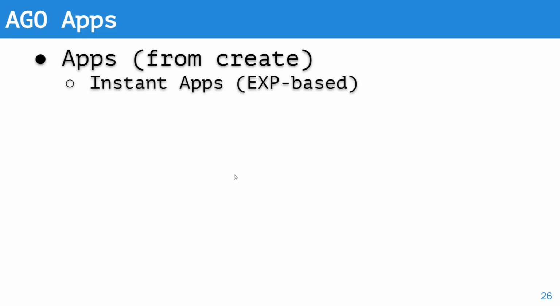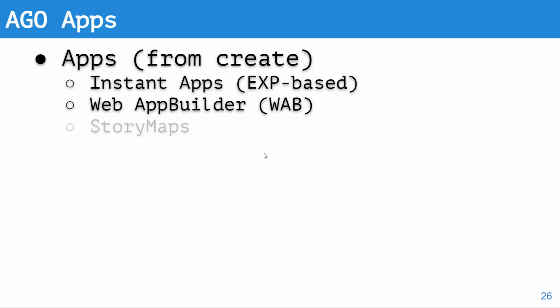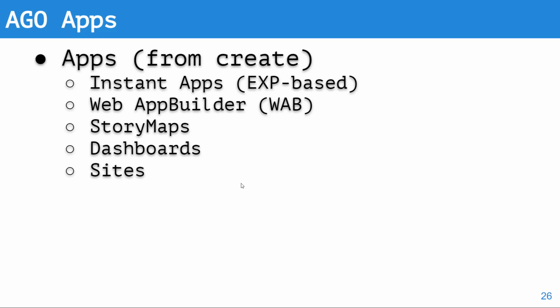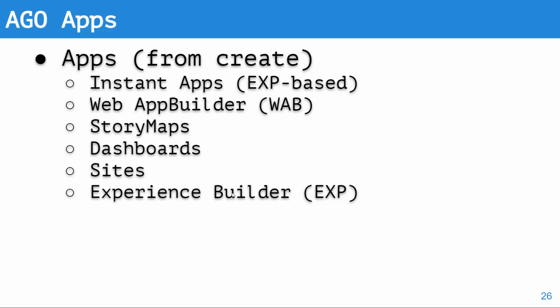Instant apps. Okay, they are like the old configurable app templates, but they are Experience Builder based. That's what the EXP stands for, Experience Builder. There's Web App Builder, WAB, in that as well. Story maps, but this is the second generation of story maps. The technology on the current story maps borrows heavily from Experience Builder. Dashboards, but they're on their third generation right now. Sites, I haven't played much with sites myself.